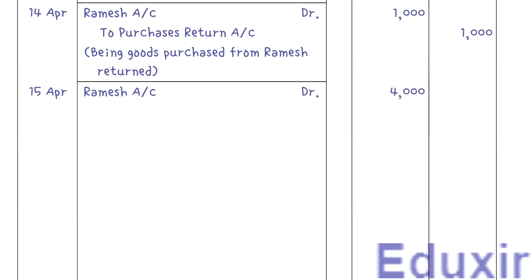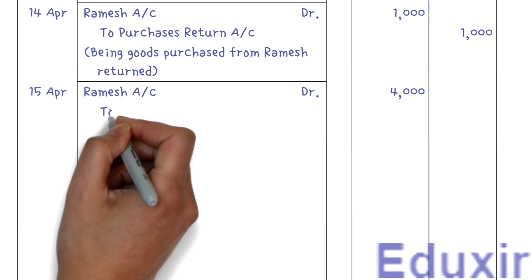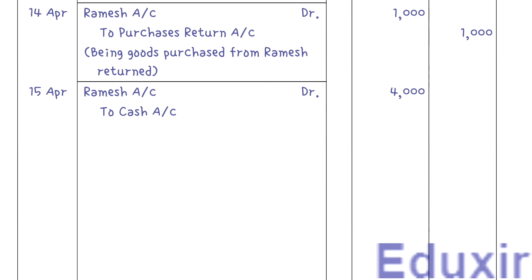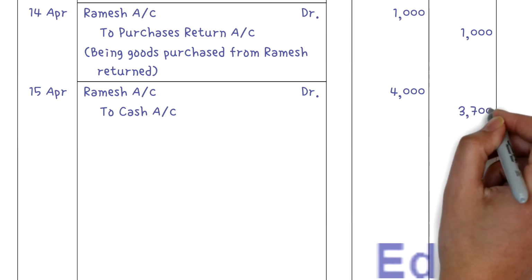Note here that even though the business is paying 3700 rupees, we are debiting Ramesh account with the entire 4000 rupees that the business is liable to pay, as this is a full settlement. Leaving a margin, let us record the cash account as the credit entry. Let us also record the credit amount of 3700 rupees in the credit amount column.